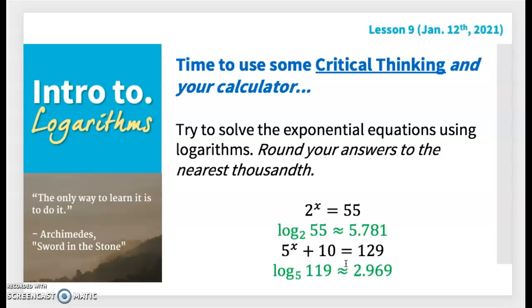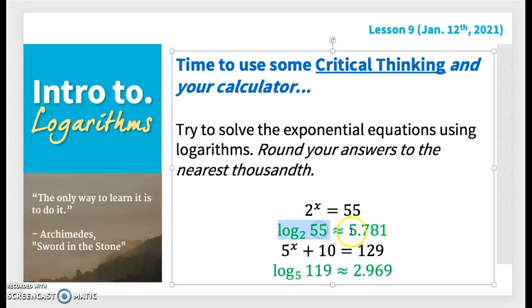All right, so for the first one, hopefully you were able to see that you took the base 2, and we want to find the value of x here. So we take base 2, and we want to figure out what power x we can raise base 2 to in order to get 55. If you plug this expression into your calculator, it should give you approximately 5.781. Meaning if you raise 2 to the 5.781 power, you'll get about 55.